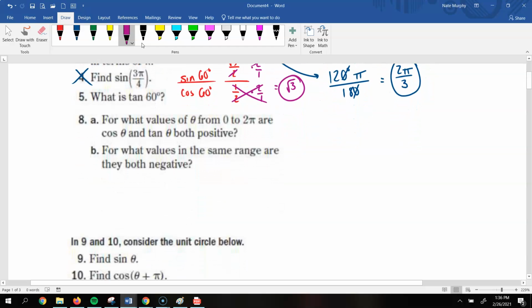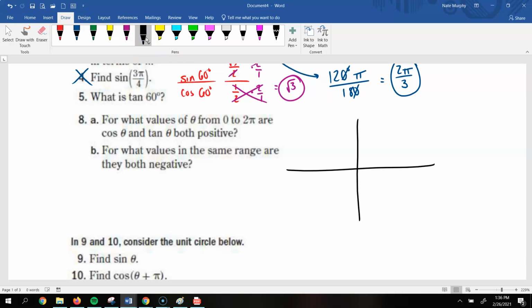All right, for number 8, it says, for what values of theta from 0 to 2 pi are cosine and tangent both positive? Okay, let's think about this logically. I'm just going to draw my axes here. Remember, 0 to 2 pi is referring to 1 complete revolution around the unit circle. And over here in quadrant 1, this is where everything is positive. So this is where cosine will be positive, sine will be positive.